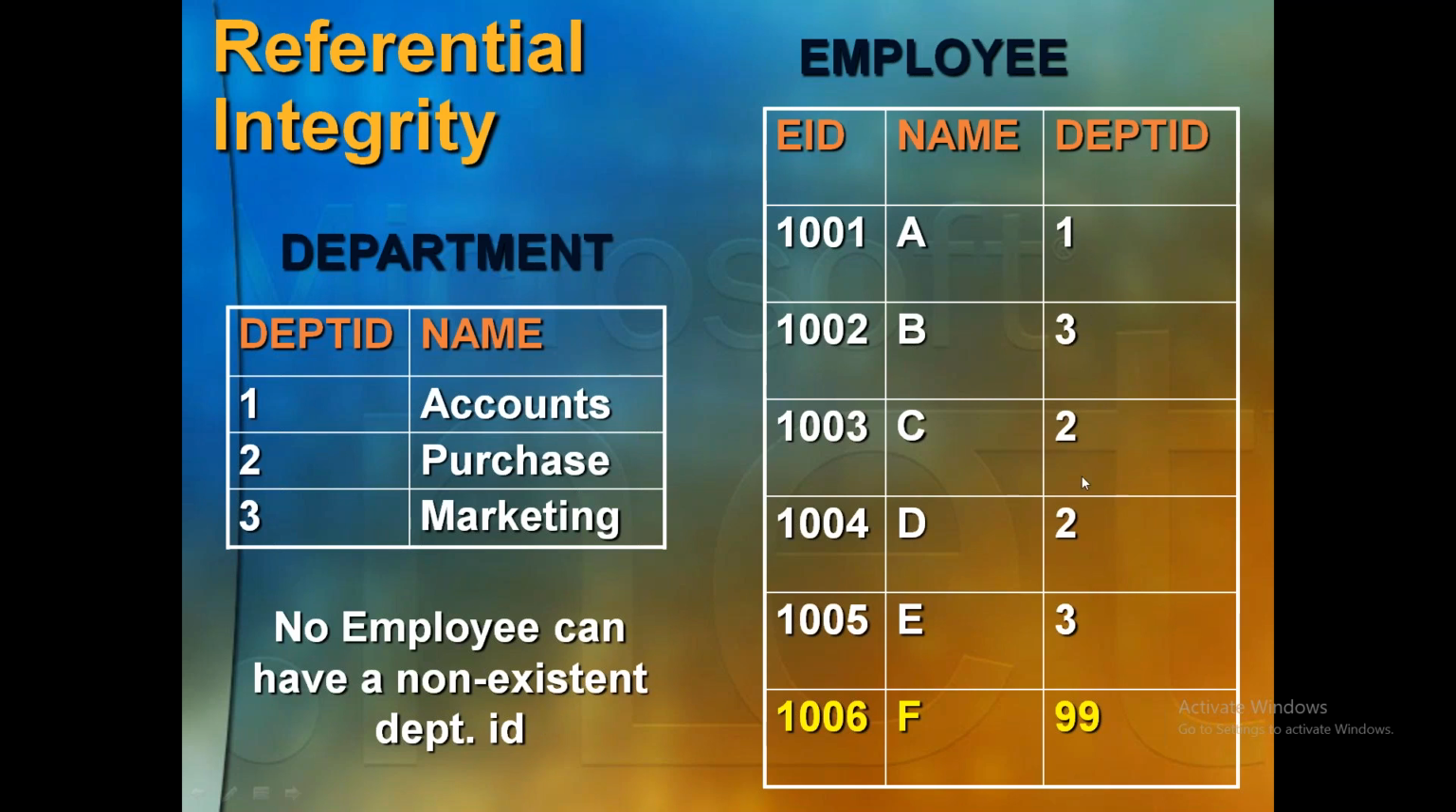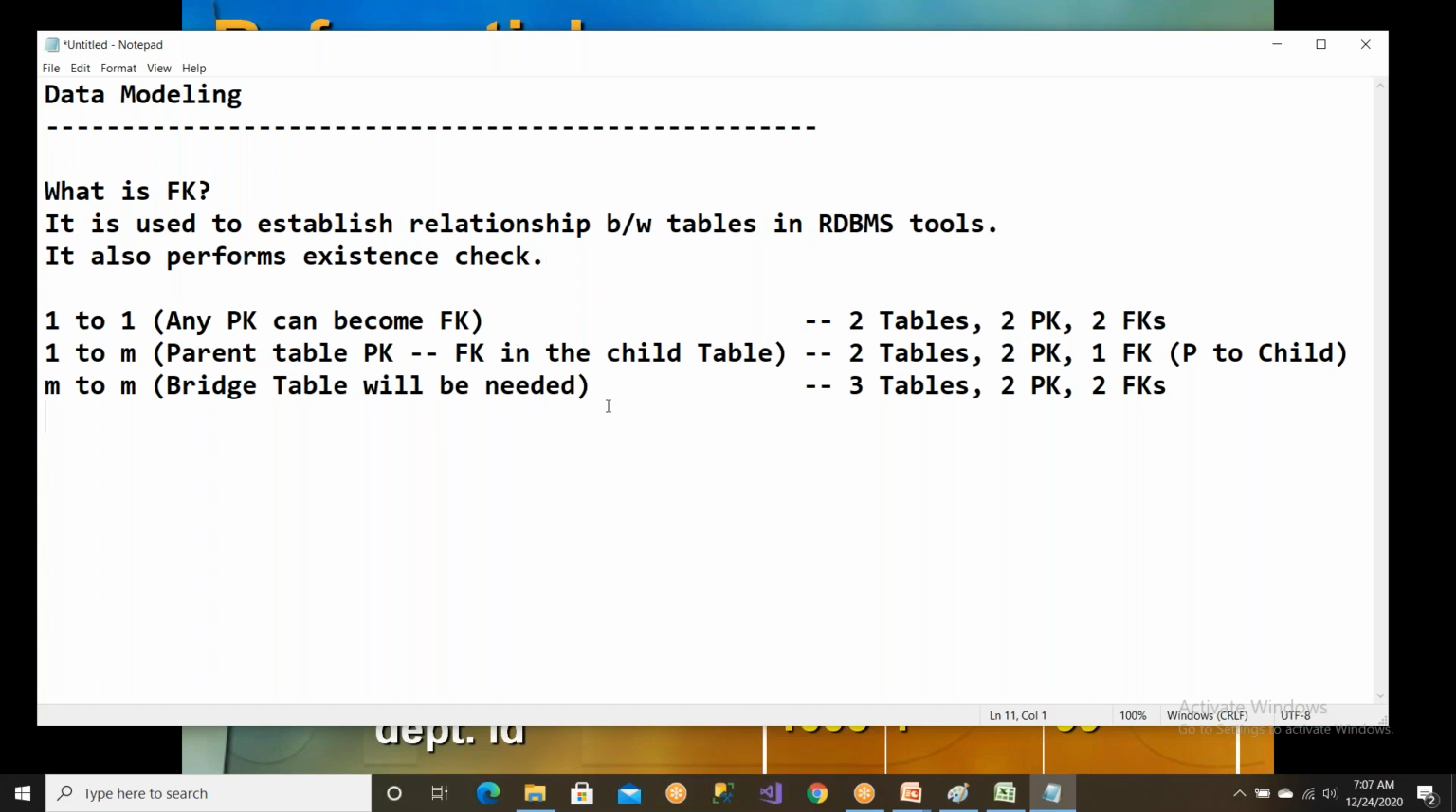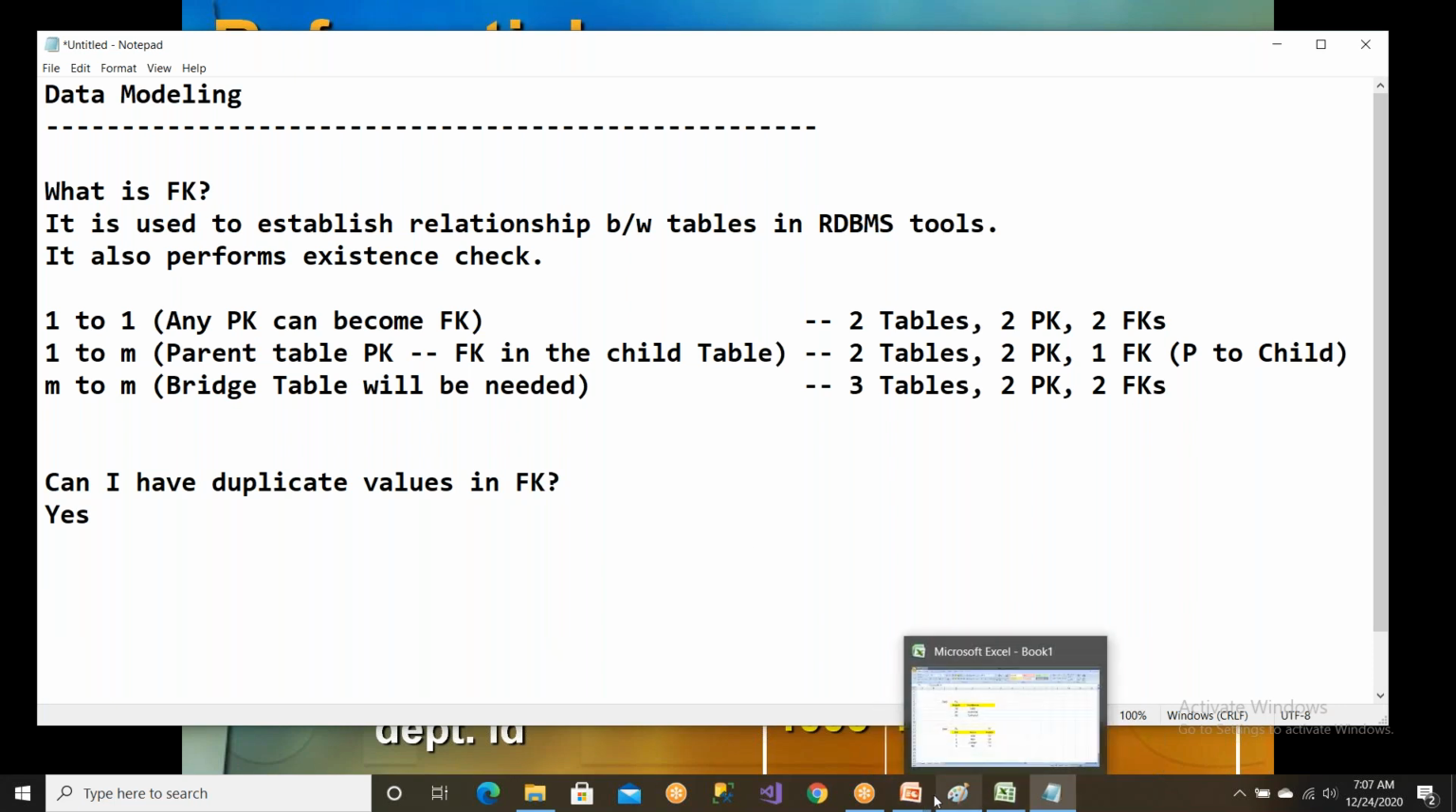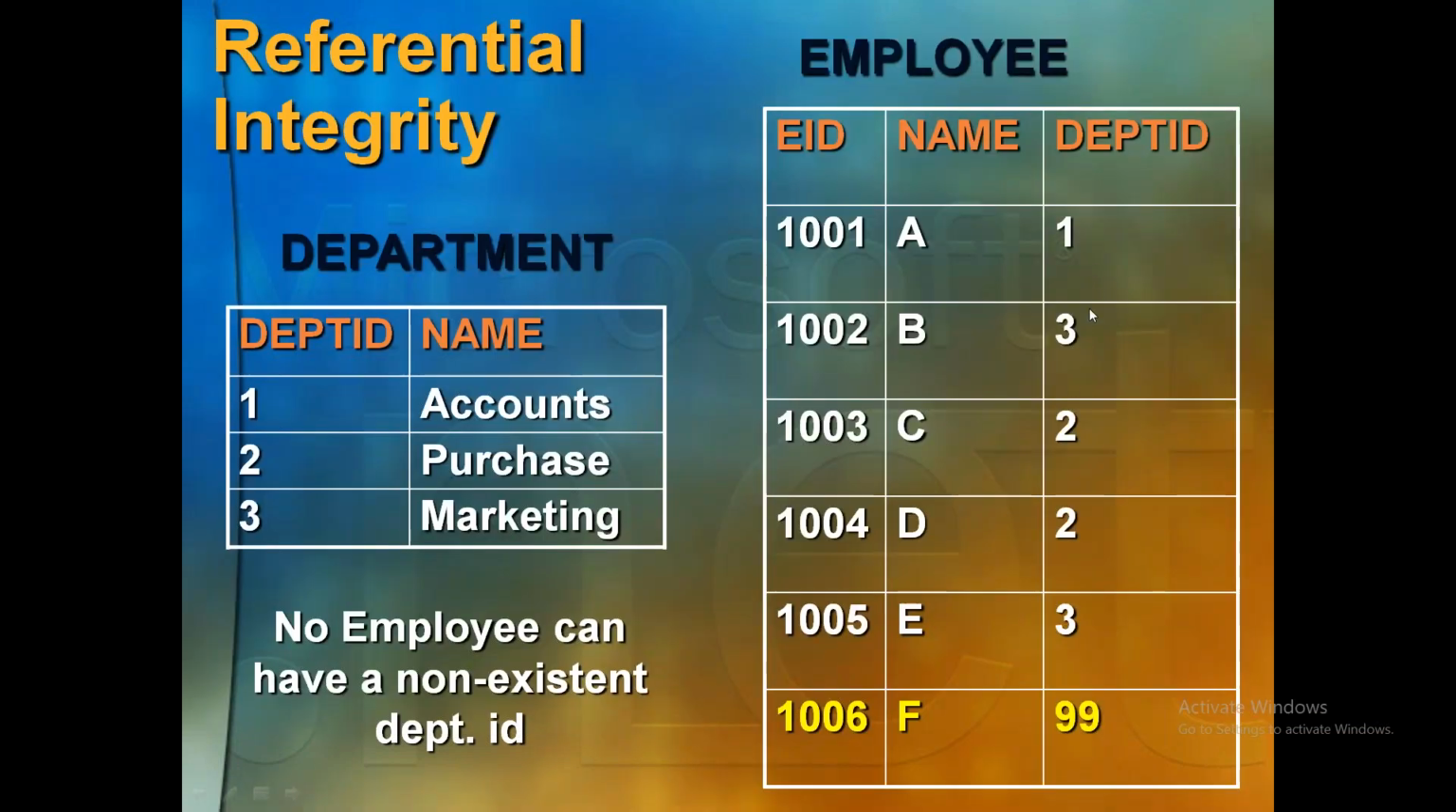Am I clear? Now, department ID is the foreign key. Can we have duplicate values in the foreign key? Somebody asked the question yesterday, right? So let me write those points. Can I have duplicate values in foreign key? The answer is yes. Without duplicate values you cannot have this, because A is working for accounts department, B is working for department number 3, and C is working for department number 2, and there is a lot of duplicate data. Non-existing values cannot be there.